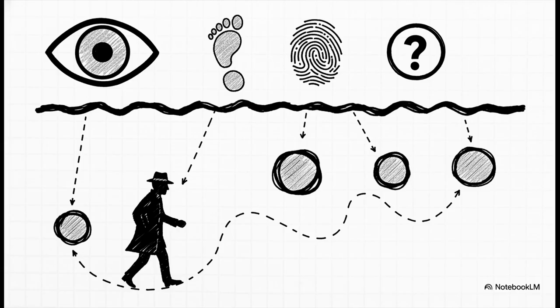We have a sequence of clues, the things we can actually observe and measure. Our job is to use our HMM detective to work backward and figure out the most likely sequence of hidden states, the secret story, that produced those clues in the first place.